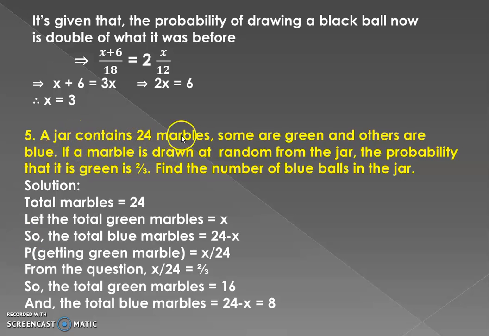A jar contains 24 marbles. Some are green and others are blue. A marble is drawn at random from the jar. The probability that it is green is 2 by 3. Find the number of blue balls in the jar.